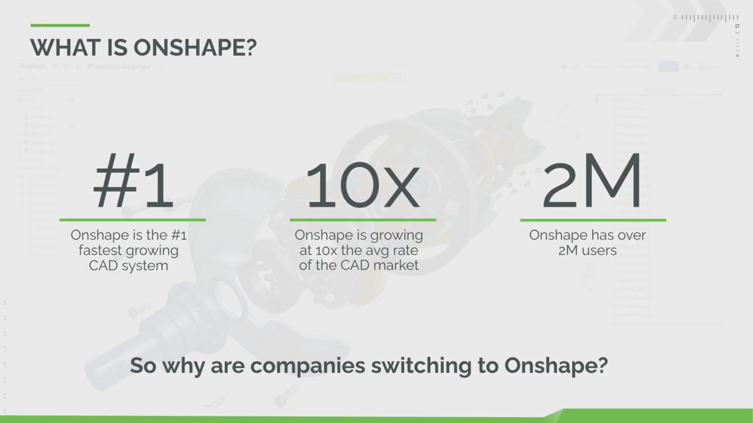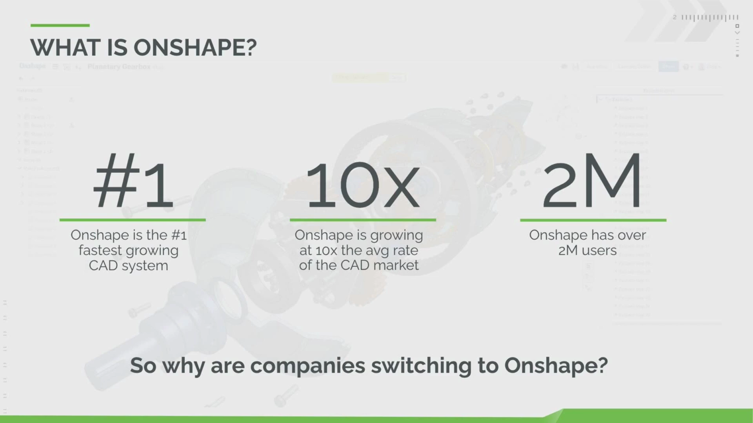So first of all, what is Onshape? Onshape is a product development platform, a CAD system for want of a better word. CAD has been around for 30 plus years, that's 3D parametric CAD. But currently, Onshape is the fastest growing CAD system in the market as recognized by engineering.com. And we expect this to be the same for many years to come. Even though this is a very saturated market, we are growing at 10 times the market rate and already have over 2 million users.